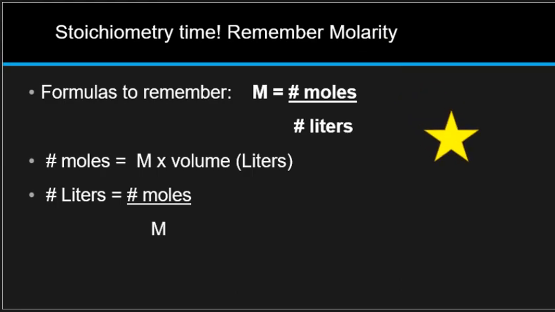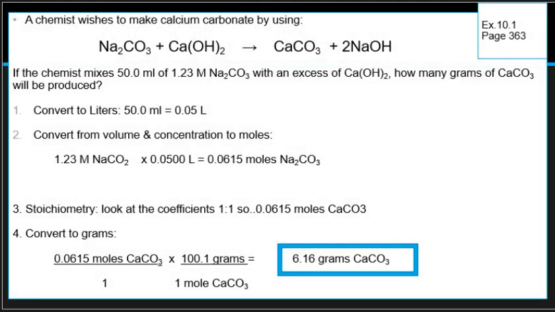We're going to do a practice one. It's really something from last module. This is example 10.1. A chemist wishes to make calcium carbonate by using this chemical reaction up here. One of the things you have to really remember about this is our polyatomic ions. Don't forget your polyatomic ions. Remember our chart from last time. If the chemist mixes 50 milliliters of a 1.2 molar Na2CO3 in excess of our calcium hydroxide, how many grams of calcium carbonate will be produced?